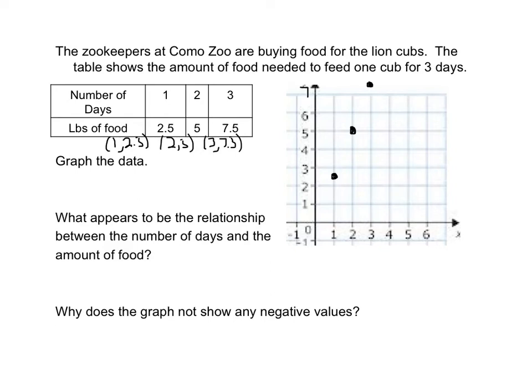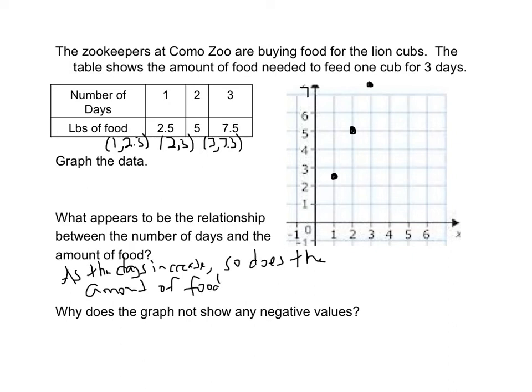What appears to be the relationship between the number of days and the amount of food is as the days increase, so does the amount of food needed. And then if we also look, if we were going to put these points all together, you kind of notice that they make a line.